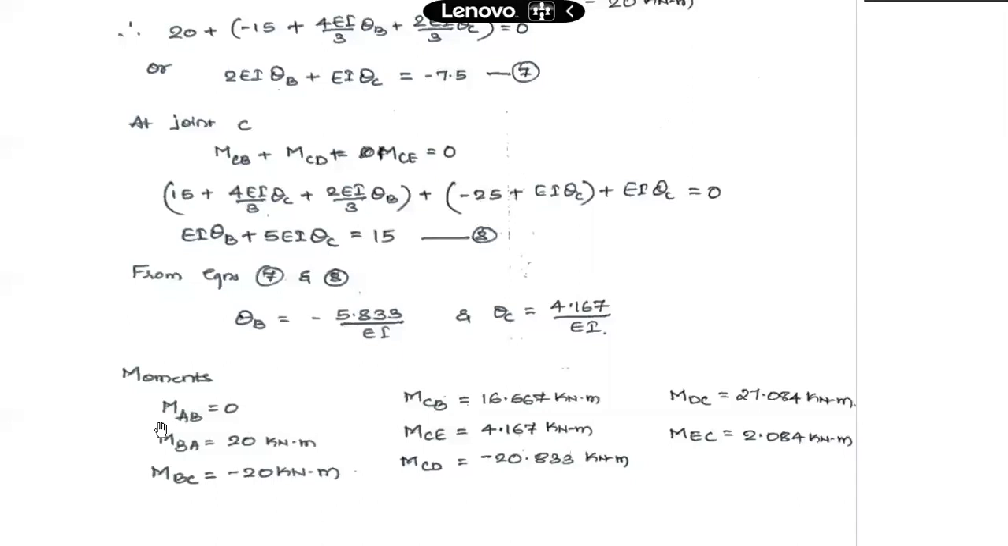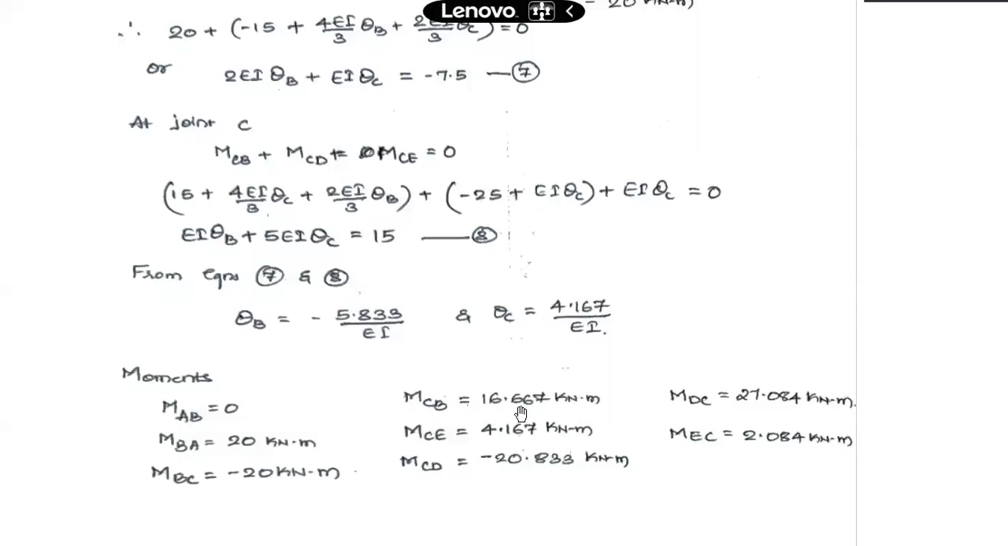AB is a free end, so eventually the moment is 0 there. So I have taken that as 0. Further, MBA was also determined; it was 20 kNm clockwise. When I use theta B, theta C in MBC, what I come across is minus 20. So plus 20 minus 20 at joint B gives 0. That is the verification you have. Similarly, the other moments we can get using these values of theta B and theta C.